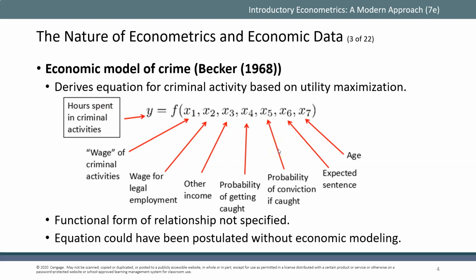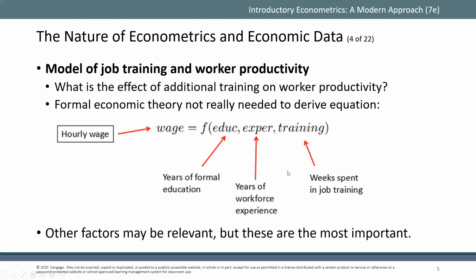What is the probability of conviction if you are caught? And what is the expected sentence? And what is the age of a person engaging in criminal activity? Because we may expect that younger people may be more inclined towards criminal activities than older people. Here we are exploring the relationship between variable y and some of the determinants of that variable. In this case, we have 7 of them. So the point is to explore these variables.